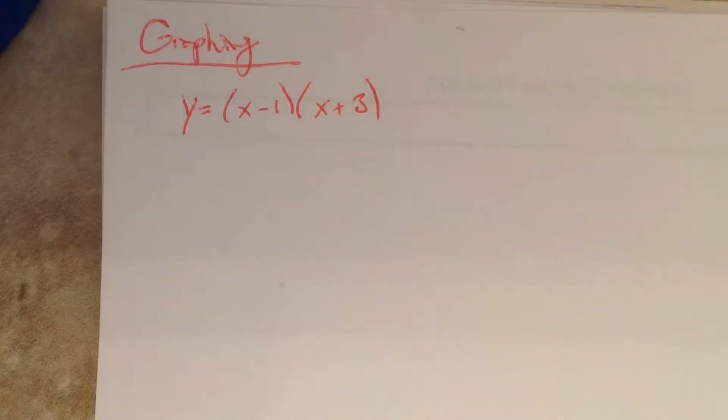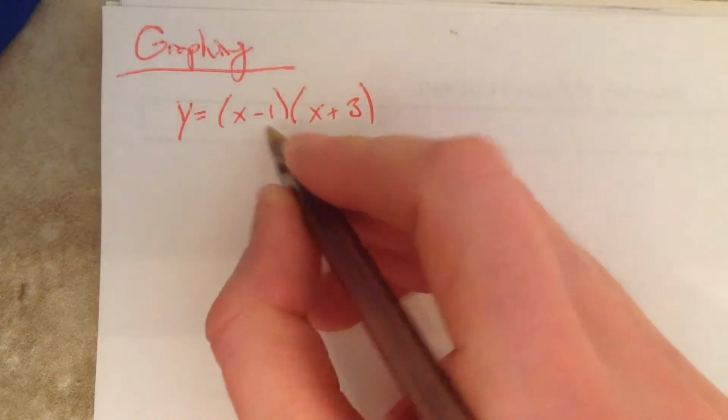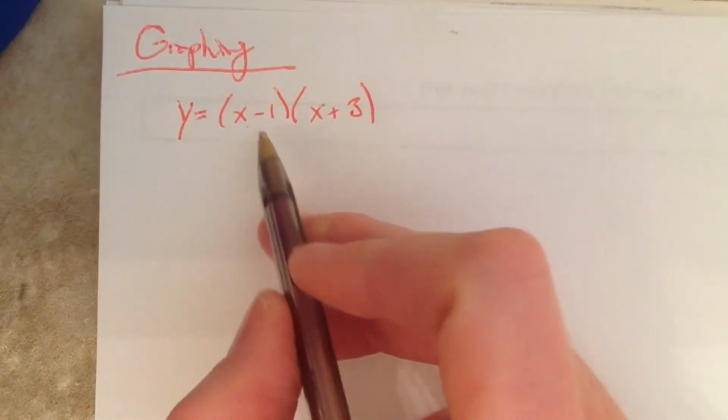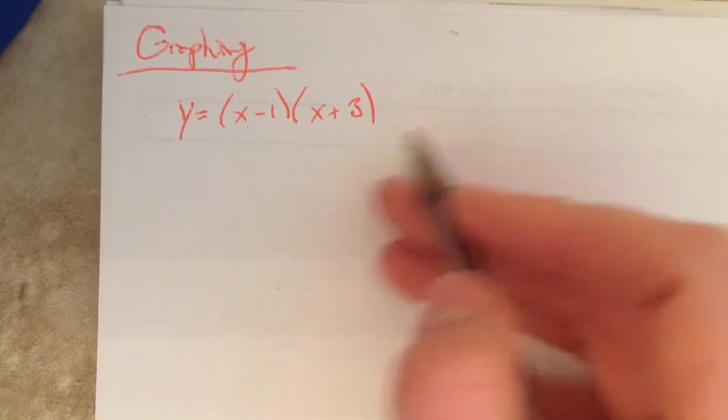So we want to introduce you to the idea of graphing quadratics when given in different forms. So this right here is a factored form, and if I wanted to graph this, the cool thing is this form tells me what the x-intercepts are.